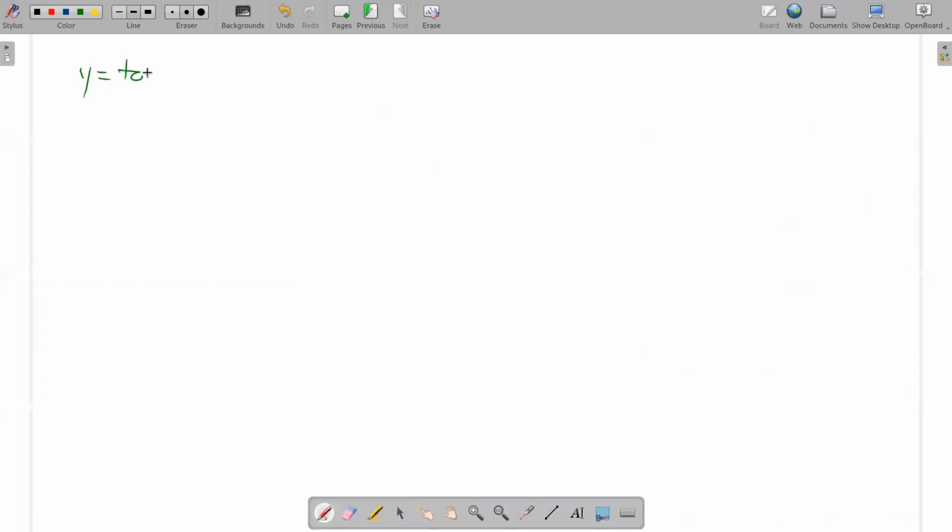Y equals the tangent of x. Remember, tangent comes from the sine of x over the cosine of x. That's not helpful for the inverse, but I like to put that there when I'm thinking about the graph of the tangent.